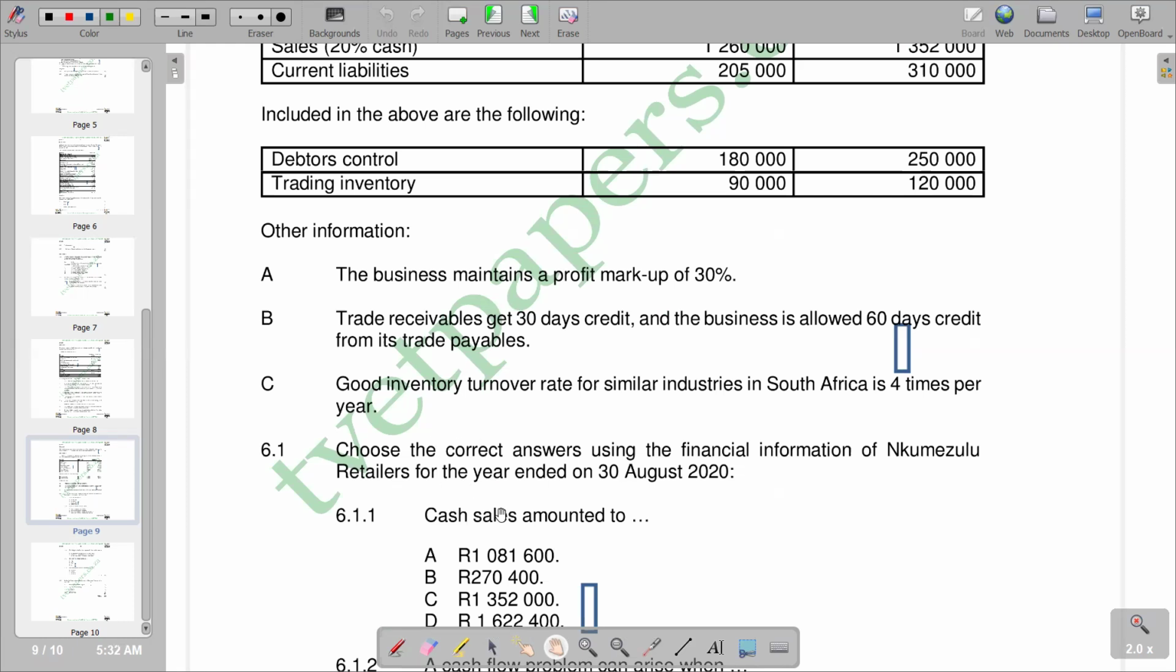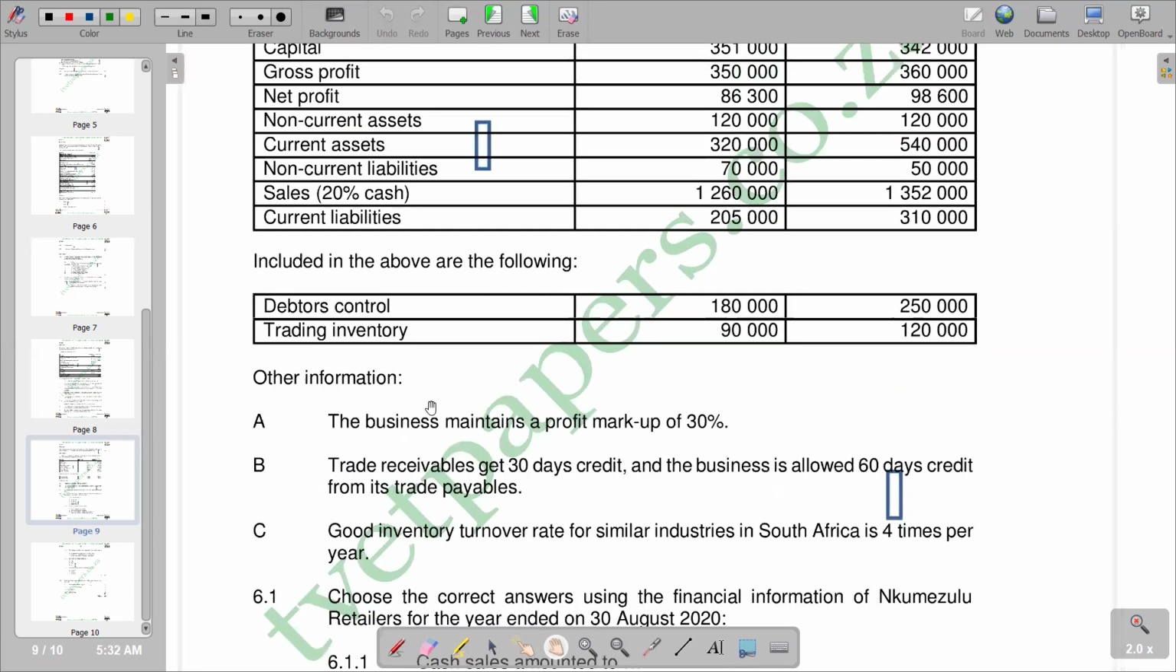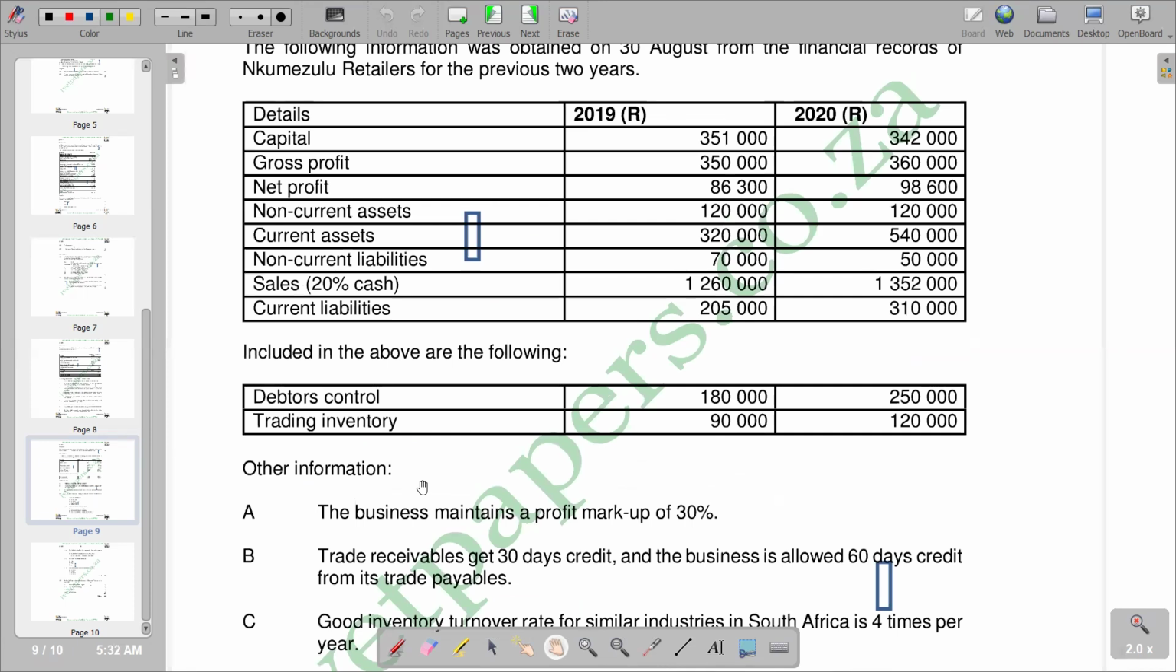The question requires us to calculate cash sales, so we go back to the information given in the question and see how we can calculate our cash sales. We have our sales figure, and remember, we are calculating for the current year, which is 2020. So for sales we are going to use the figure of 1,352,000, and we are told that 20% is cash. So basically we are going to say 20% of the total sales figure of 1,352,000. Let us calculate that so that we can get the actual answer.